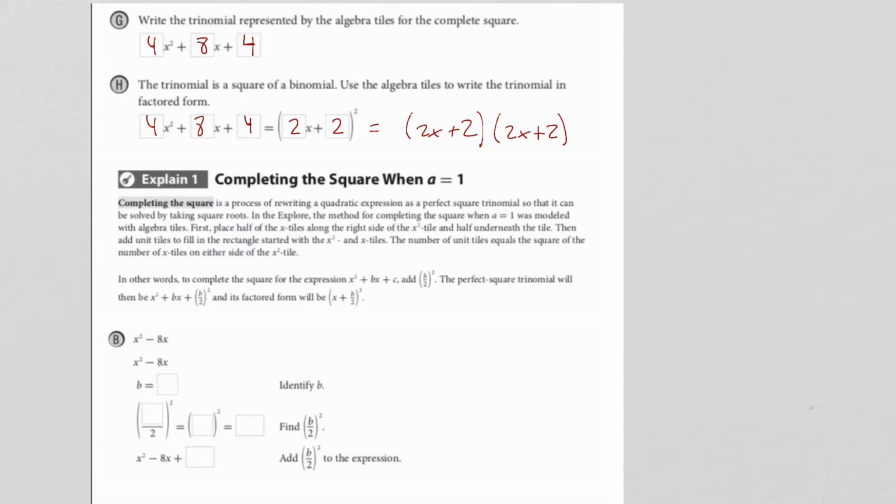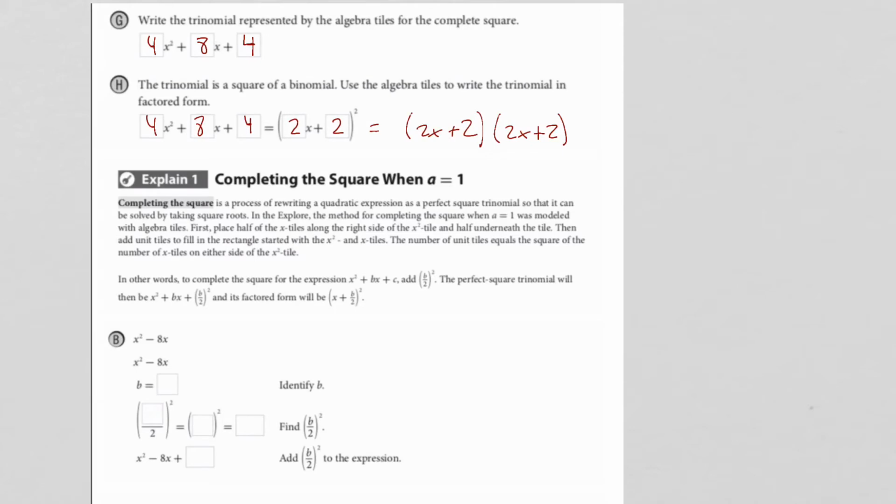Now, completing the square is a process of rewriting the quadratic expression as a perfect square trinomial, so it can be solved by taking square roots. We learned about using square roots to solve quadratics in the previous section, 9.1. In this case, you're going to take a quadratic that's missing its unit pieces, and you're going to add the unit pieces back to the problem so that it can be factored and then solved using the square root. I know that all sounds like a ton of stuff, but let's take a look. When you do a few examples, like anything else, it'll make more sense.